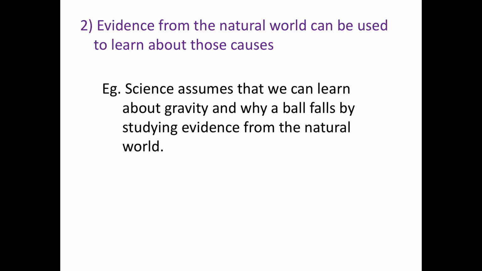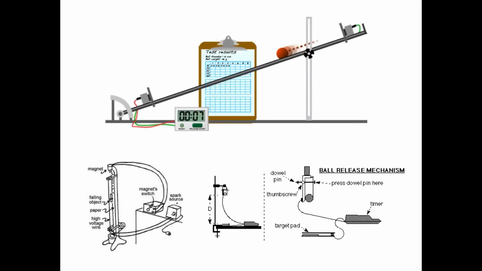Evidence from the natural world can be used to learn about those causes. For example, science assumes that we can learn about gravity and why a ball falls by studying evidence from the natural world. To do so, scientists perform experiments with other falling objects. They observe how gravity affects the objects, and this can be applied also to observing how gravity affects the orbits of planets, satellites, etc. Observations of these effects help scientists understand more about the natural causes of gravity.